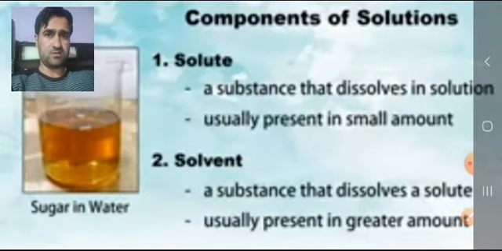Before going into the details, let us remind ourselves that there are two components of solution. One is solute and the second one is solvent. What is solute? Solute is a substance that dissolves or that can be dissolved in solution. It is usually present in small amounts. And the other component of the solution is solvent. What is solvent? Solvent is a substance that dissolves the solute. It is usually present in greater amounts.